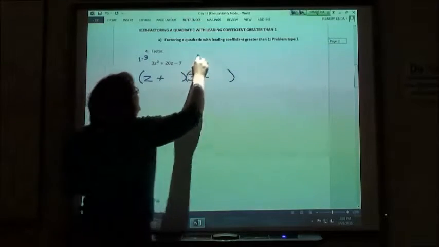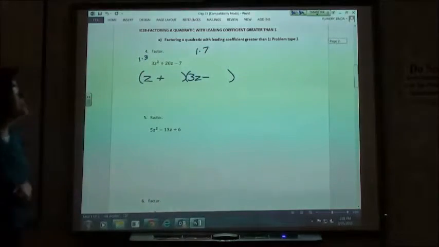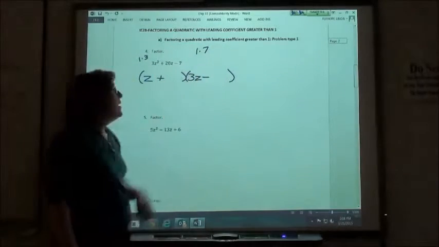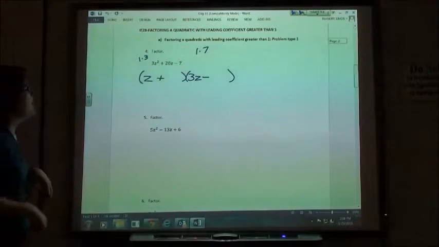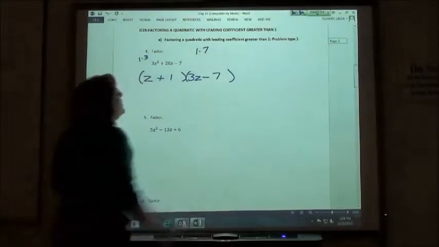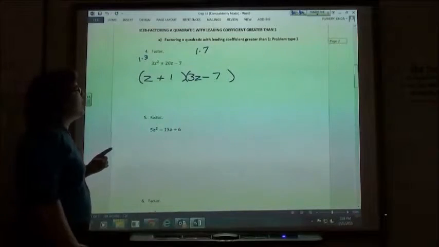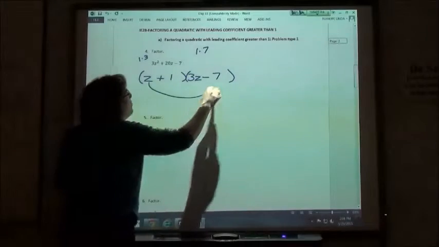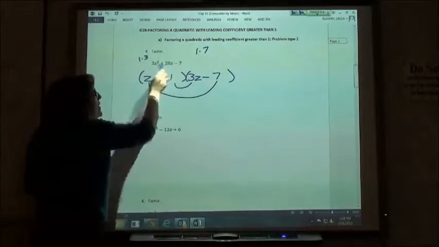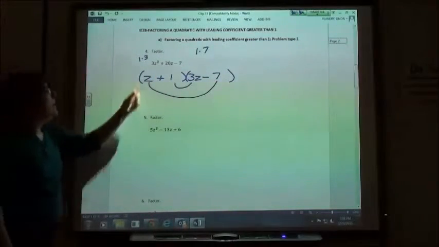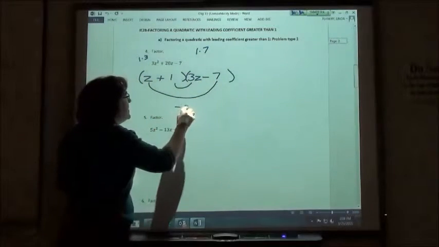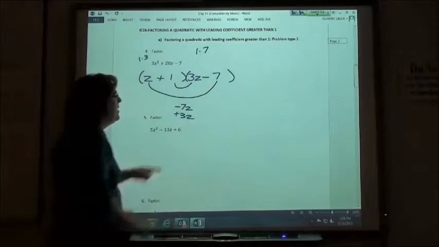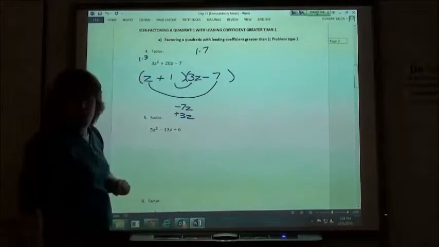Factors of 7. Well, in this case, there's only 1 times 7. But again, it makes a difference if I put the 1 first or the 7 first. And so what I'm going to do is I'm going to plug them in, the 1 and the 7, and then I'm going to check. So when I'm checking, I could FOIL the whole thing out, but just the quick check is to check what is the outside product plus the inside product, because that's the pair that's going to make up the middle. The outside product here would be negative 7z.